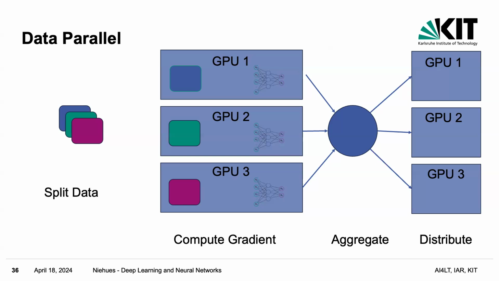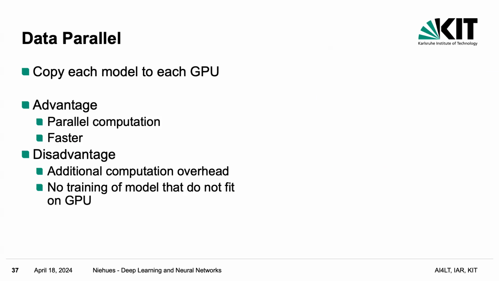So the advantage is that the idea is very easy. You just copy your model to each of the GPUs and then always process one part of the data there. The advantage is we can do parallel computation, which means we are getting faster. Of course, it also has some disadvantages.